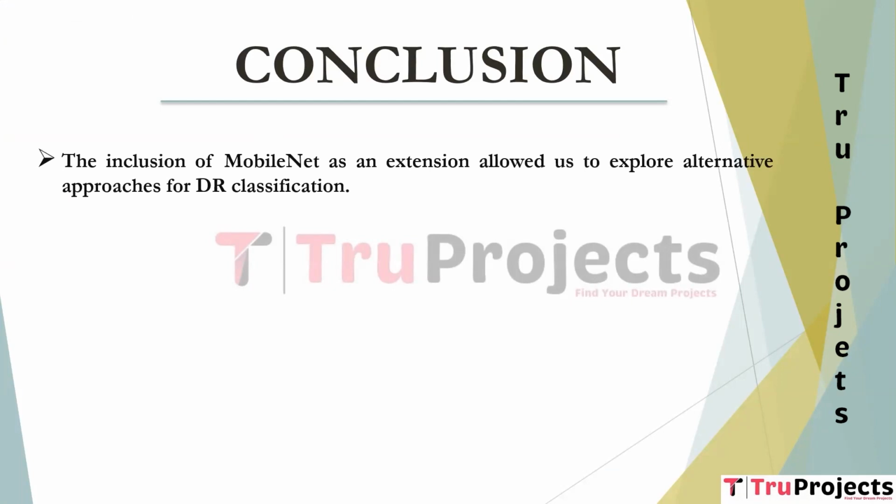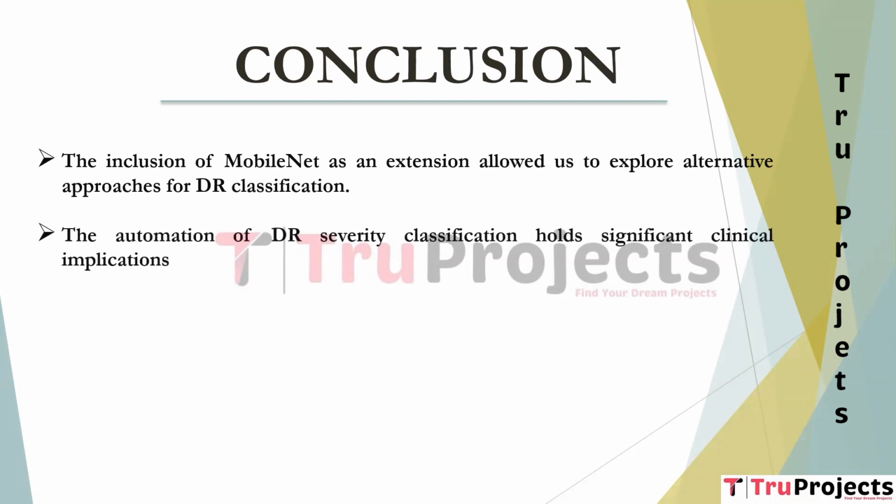The inclusion of MobileNet as an extension allowed us to explore alternative approaches for DR classification. While further research is needed, it highlights our commitment to finding the most efficient and accurate model. The automation of DR severity classification holds significant clinical implications. It offers healthcare professionals a faster and consistent tool for diagnosis, enabling timely interventions and ultimately the preservation of vision among diabetic patients.